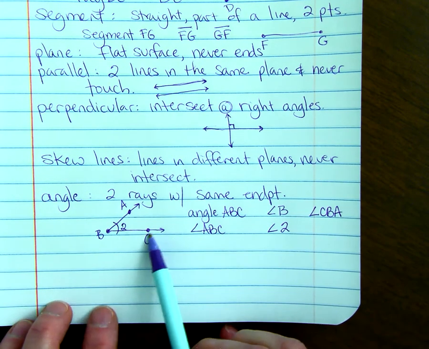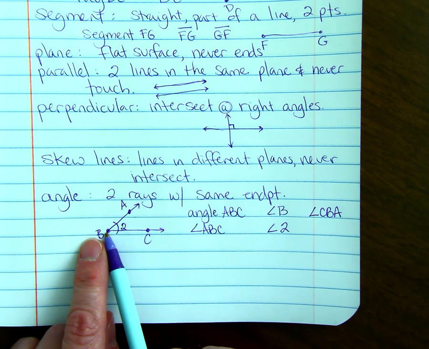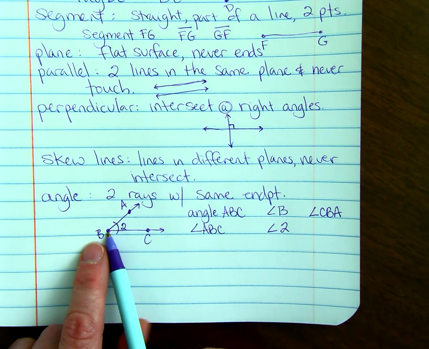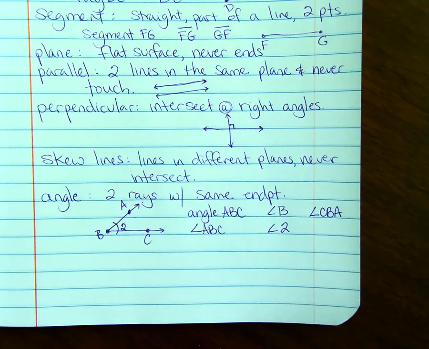which means the order that you go around the angle doesn't matter as long as the endpoint that they share is in the middle. So if you're using the 3 letters, this endpoint that they share has to be in the middle every single time.